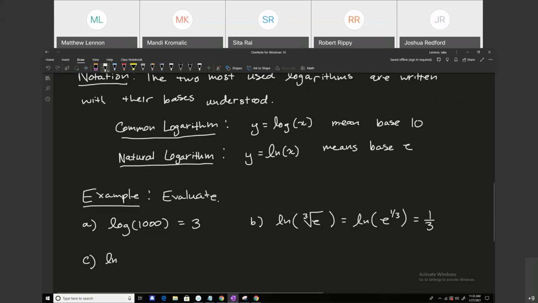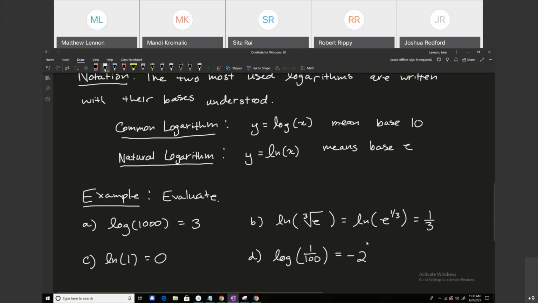C, maybe we would do the natural log of 1 just to reinforce what we said before, but we know this is going to be 0 because any number to the 0 power is going to give you 1. And then D, maybe we do the common logarithm of 1 over 100. Well, we know 100 is 10 squared, so if you're doing a reciprocal of that, this would be a negative value. So this would be -2. 10 to the negative second power is 1 over 100.